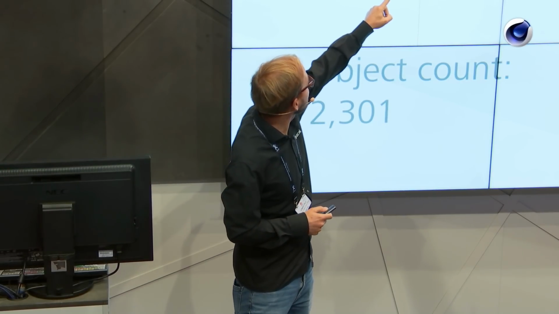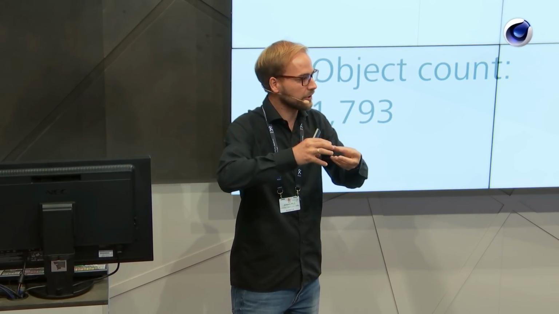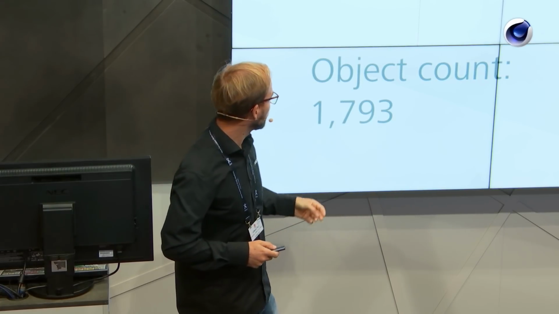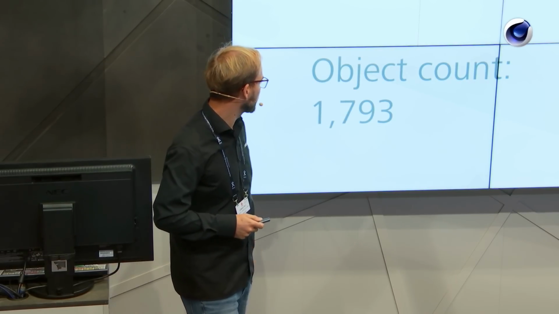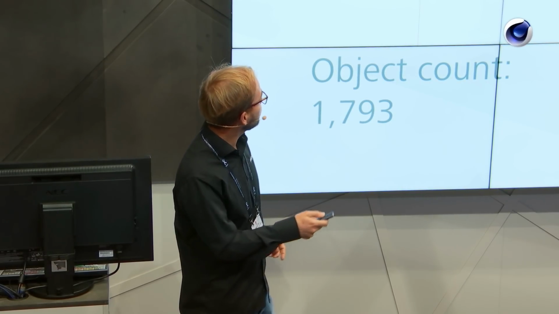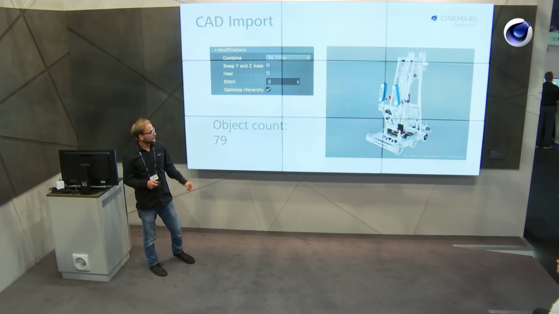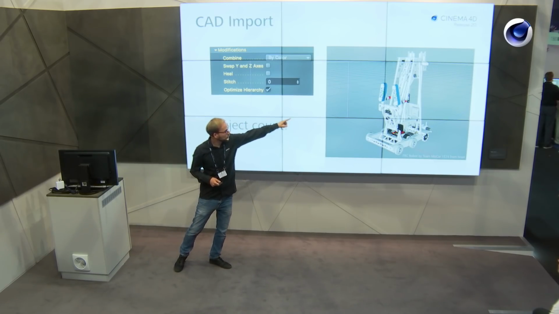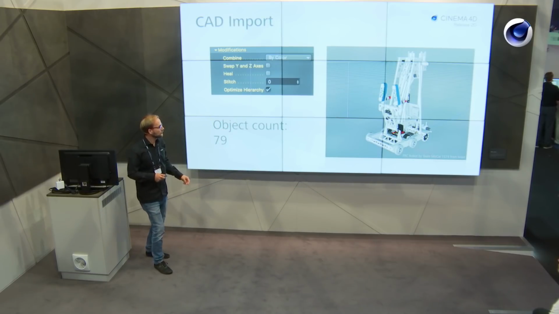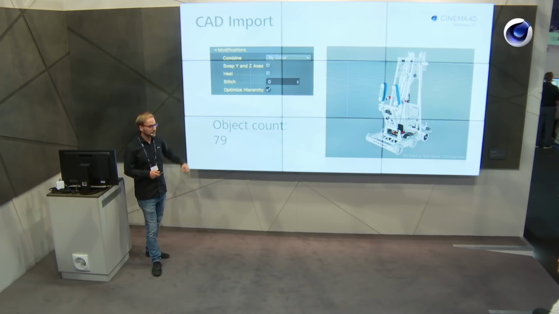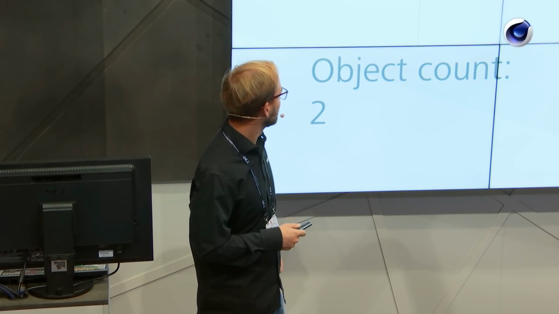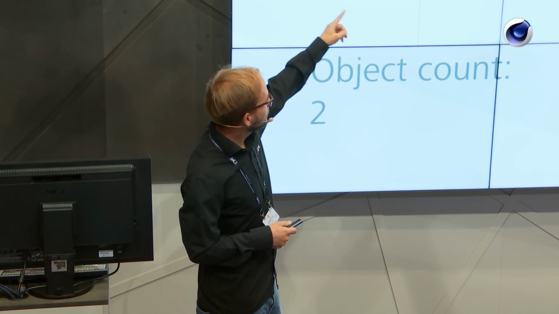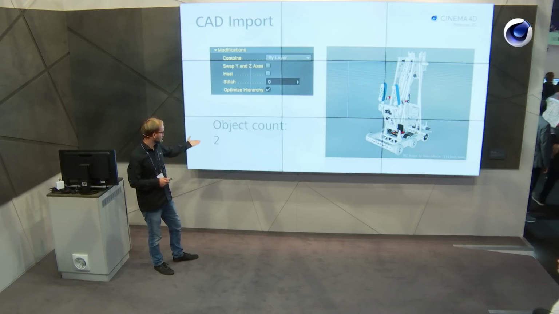Then you can combine objects, for example, by topology. So whenever you have two objects that are touching each other, they will be combined. And it brings the object count down to 1,793. Then you can combine by color. So every single display color that was used in the CAD file will now result in one object. In this case, it's 79, depending on the amount of colors that you created. And finally, by combining it by layer, in this case, there were just 2 layers, so you've got 2 objects left.